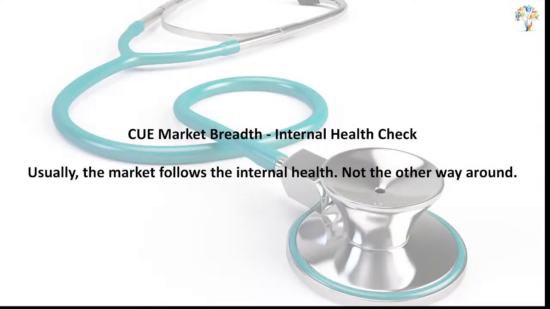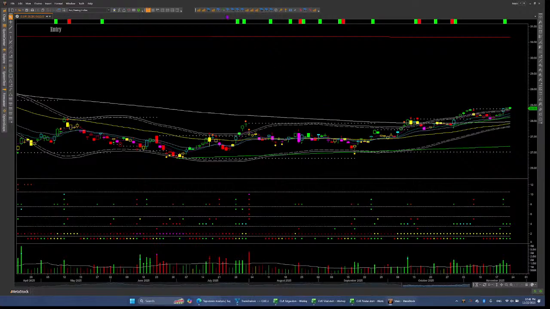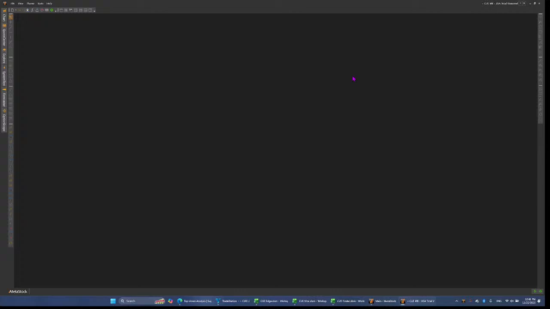Next, Q market breadth, internal health check. Usually the market follows the internal health, not the other way around. I look at the total view, the broadest view of the market.